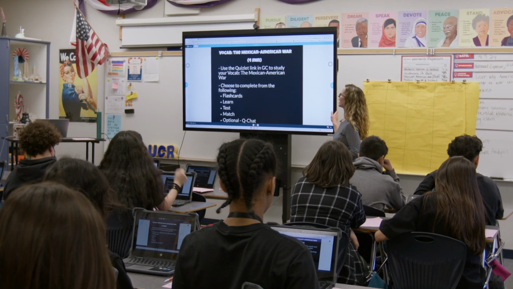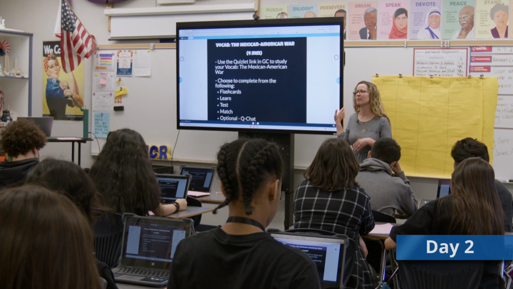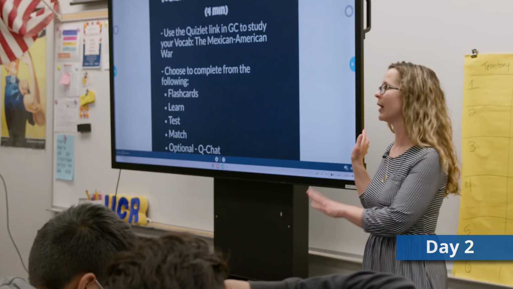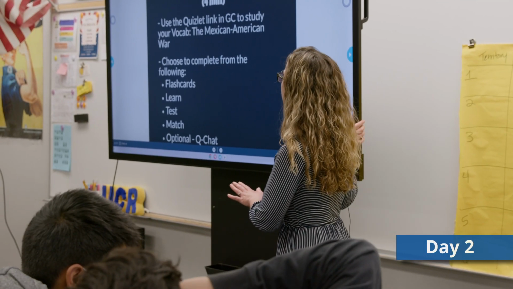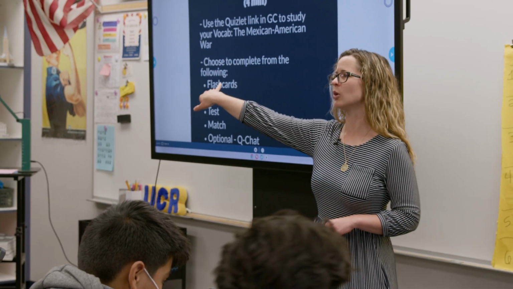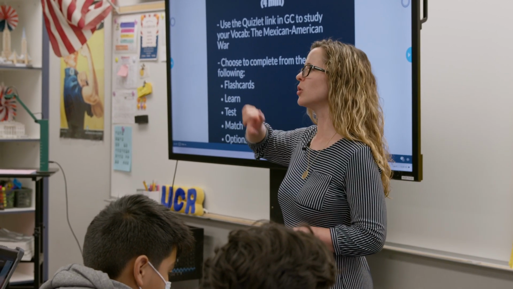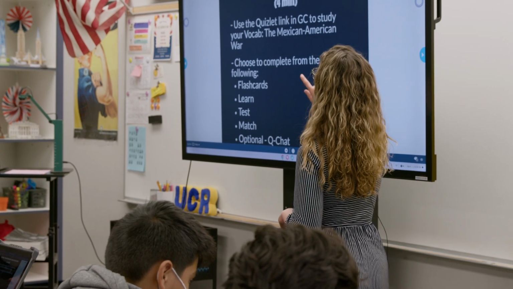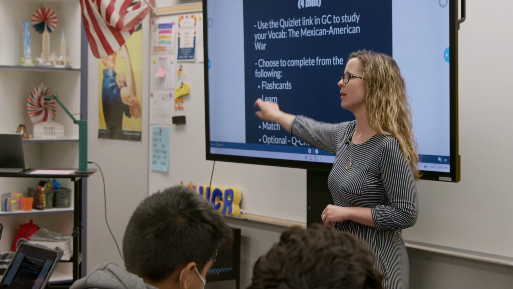Before we do our activity, I want you guys to become familiar with the terms before we are actually able to do them in the activity. So for your vocabulary, you have a Quizlet link that is in Google Classroom. I want you to use that to access the vocab that is titled The Mexican-American War. What is it titled?